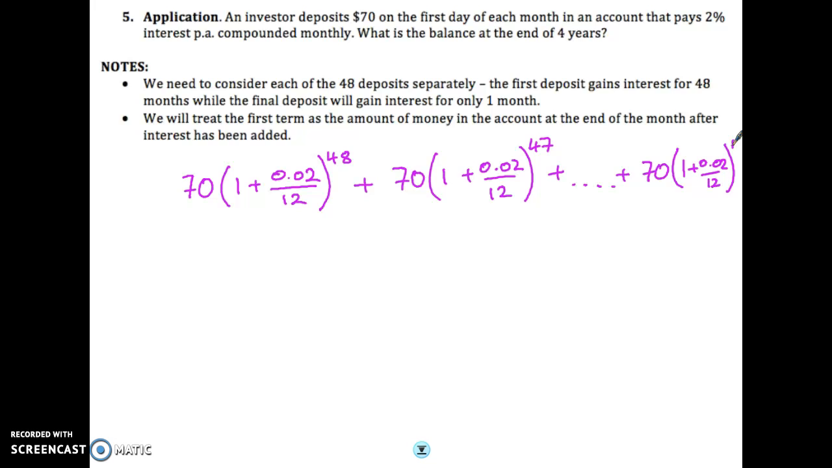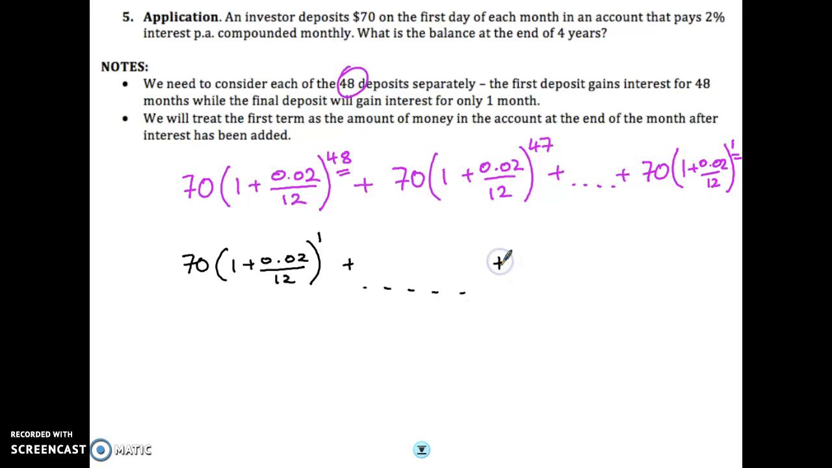We can see that by analysing the exponents. If we're going from 48 through to 1, we know that we've got 48 separate deposits. So we're really trying to find the sum of 48 terms. For me, I'm going to rewrite this statement, but I'm going to write it backwards. So I'm going to allow my first term to actually be that last deposit, and that's just going to help to make life a little bit more straightforward in terms of establishing what my common ratio would be.